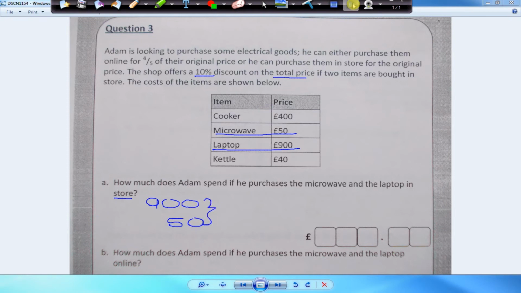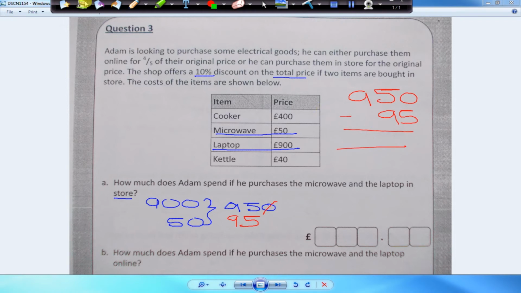Okay, right. So you have 900 plus 50, which will give us £950 as the total price in the store, and he saves 10%. To work out 10%, we divide by 10, so 950 divided by 10 will give us £95 off as the savings. So, what was the total first of all? The total was £950. How much do we save? 95. Let's work that out.